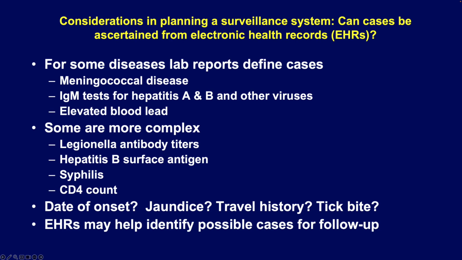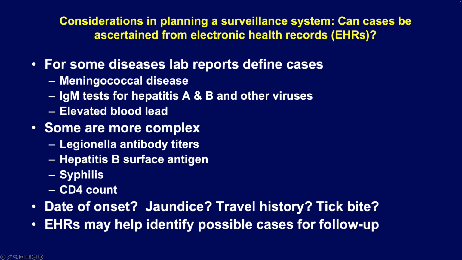If you are thinking about using electronic health records or electronic sources, then the key question is whether you can fully ascertain all the information you need to determine case status from these sources. For some diseases, the lab reports themselves can be enough to tell if someone meets a case definition. Some examples included here include lab tests for meningococcal diseases, or IgM tests for hepatitis A and B and other viruses, or a test indicating an elevated blood lead level.